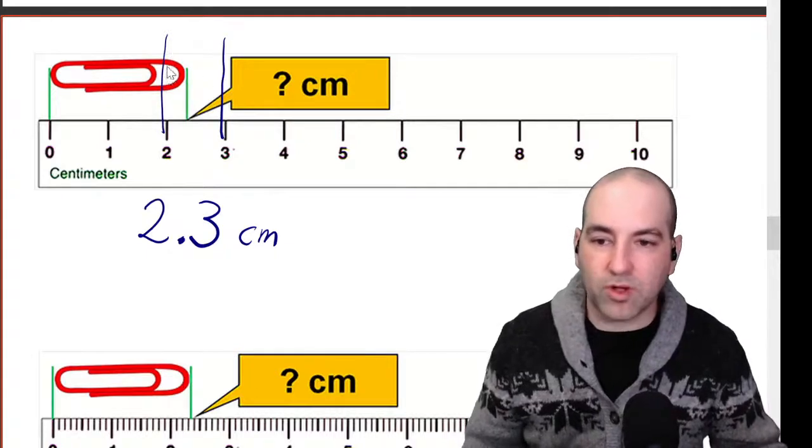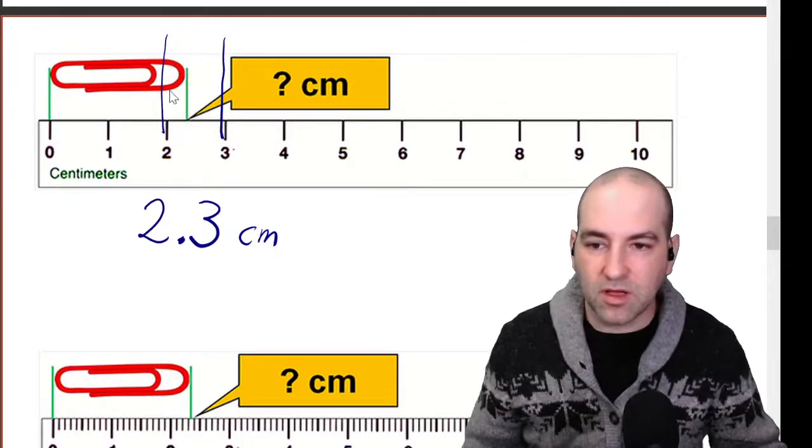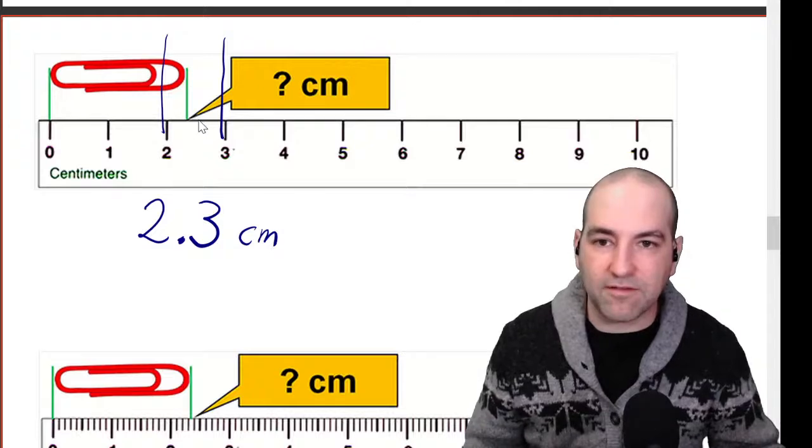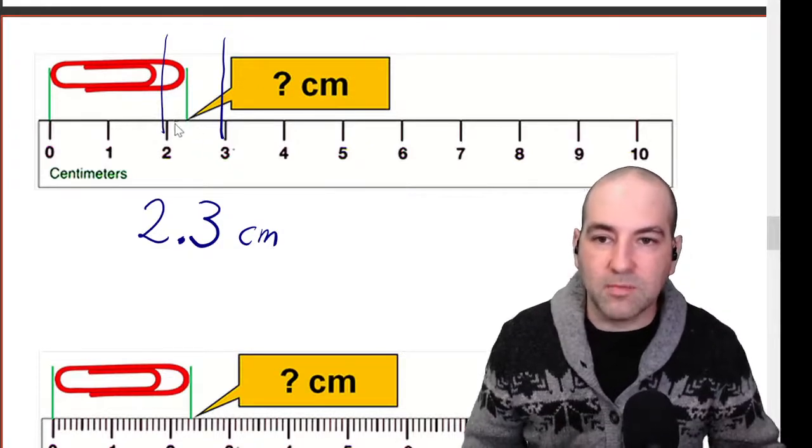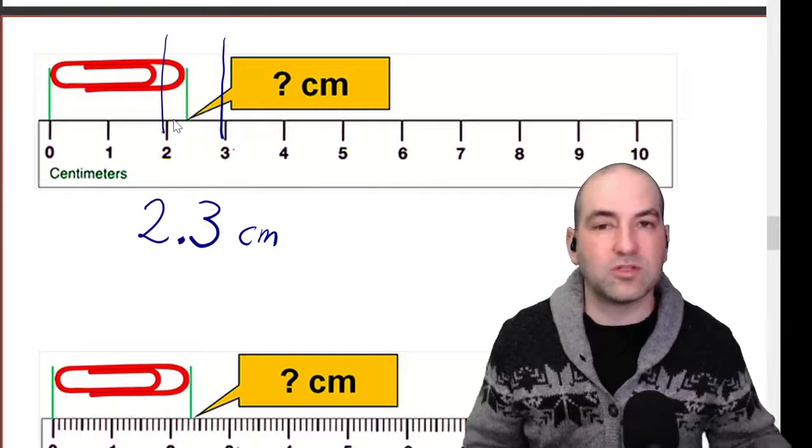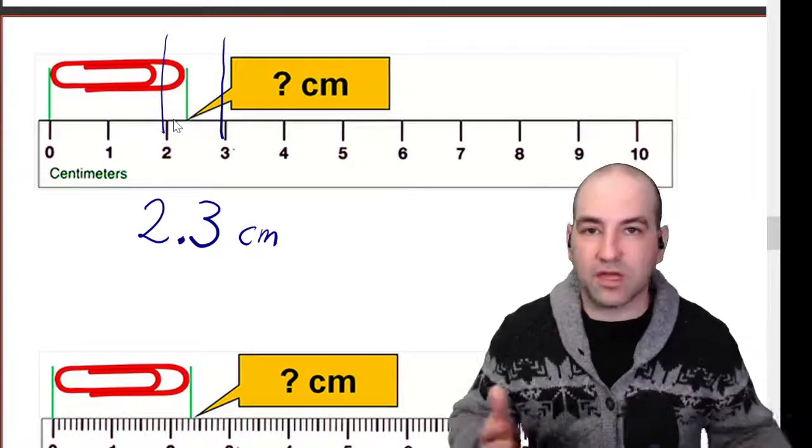Nobody would say this is 2.1 because it would have to be way over here. Nobody would say it's 2.5 because that's halfway, that's over here. But people would disagree if it's 2.2, 2.3, 2.4. So we can pick any one of those and it's fine.